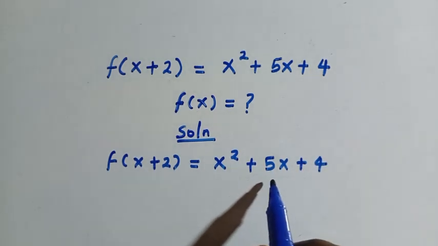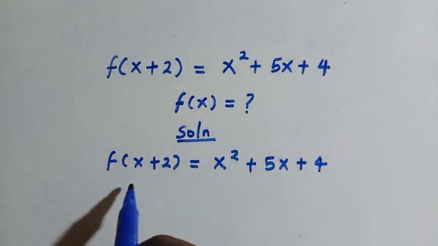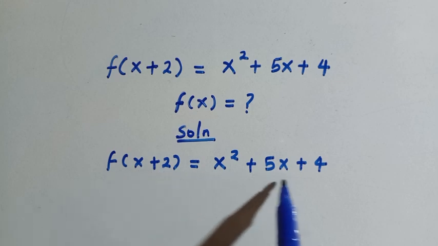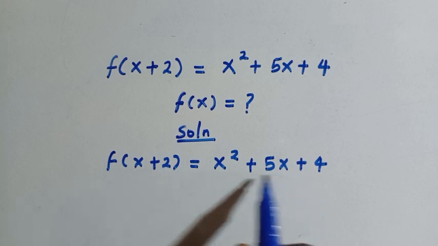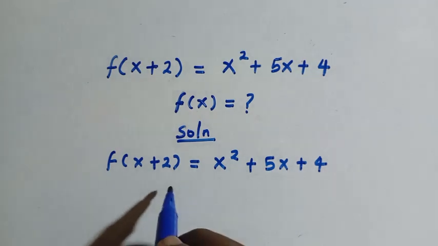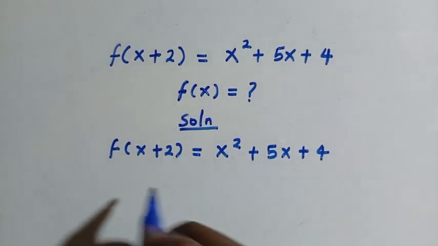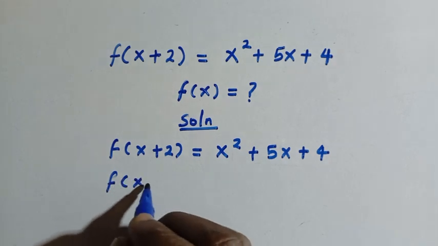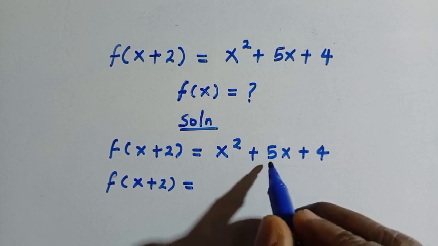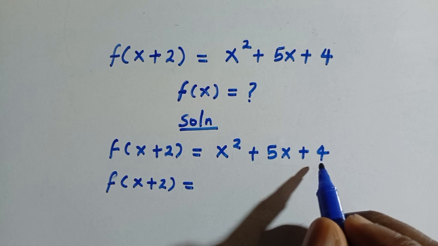So on the right-hand side we have a quadratic equation, and on the left we have this domain, which is x plus 2. We want to make sure that everything here is in terms of x plus 2. That's why I'm going to present this method called form manipulation. So we consider the left-hand side, f(x + 2) equals, and we try to factorize this, and we should know that this is the sum, and here is the product.